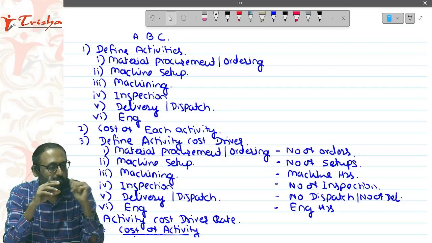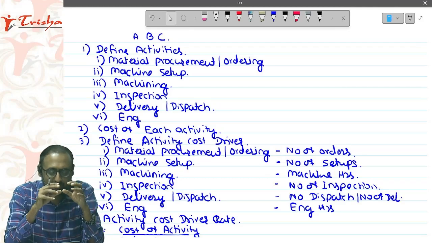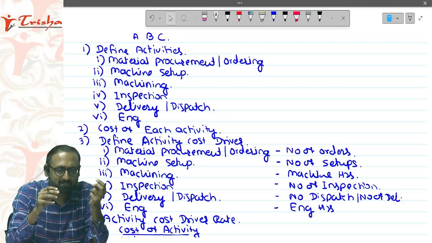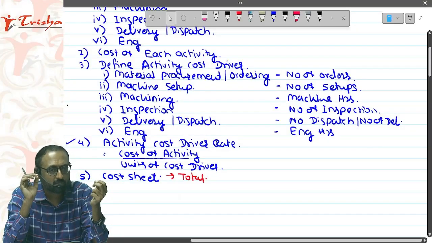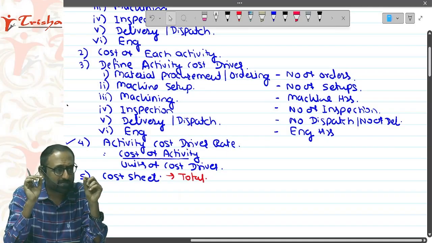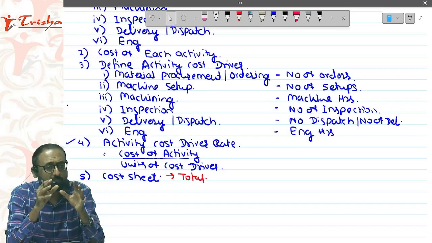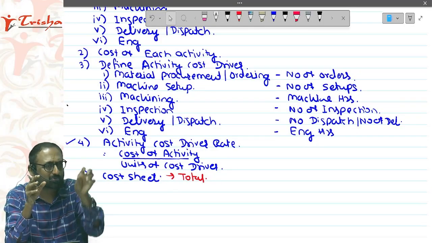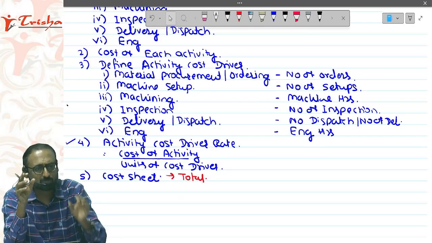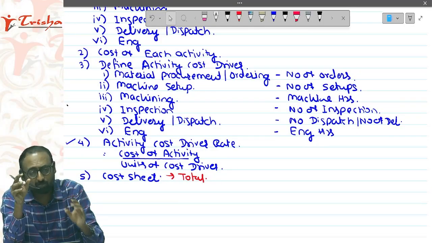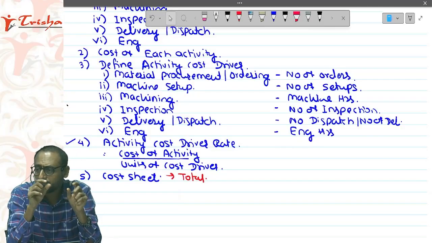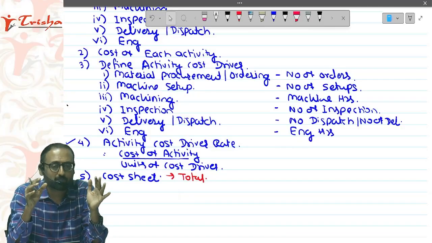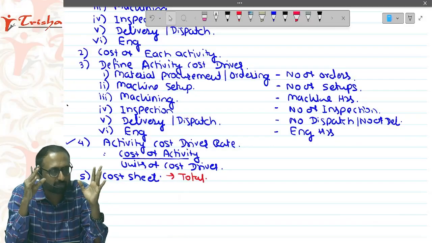So, guys, boys and girls, all these activities will be given in the question. Now, step number 2. After defining the activity, the second step is to calculate cost of each activity. You need to calculate how much of your total overhead belongs to ordering cost, setup cost, machining cost, delivery cost, inspection cost, and engineering cost. So calculate cost of each and every activity is your step number 2.